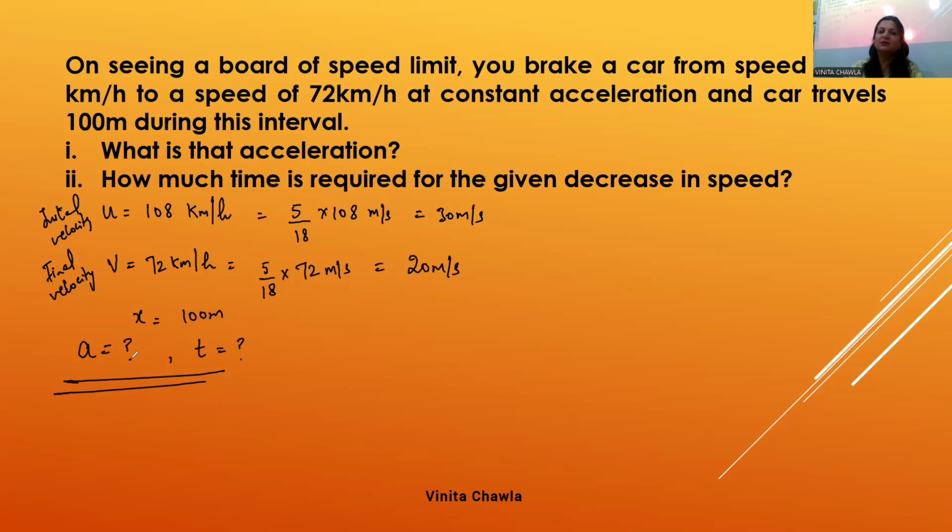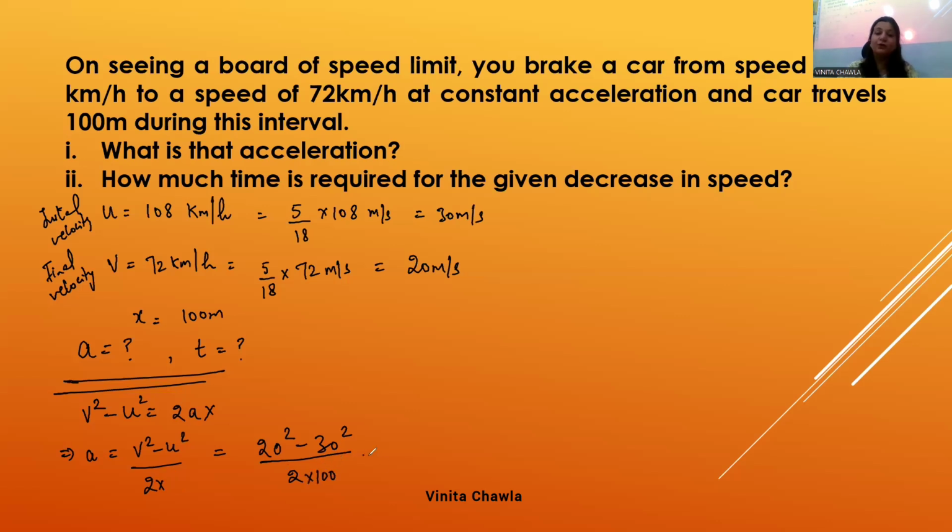Okay, so first we'll find acceleration. How do we find acceleration? We'll use third equation of motion. Yes, so v square minus u square is equal to 2ax, which implies x is equal to v square minus u square upon 2a. Now put the values here. V square is 20 square minus u square is 30 square divided by 2 into. No. We'll write a, right? We have to find a, not x. X is given. So we'll write a here and x here. So it's 2 into 100.